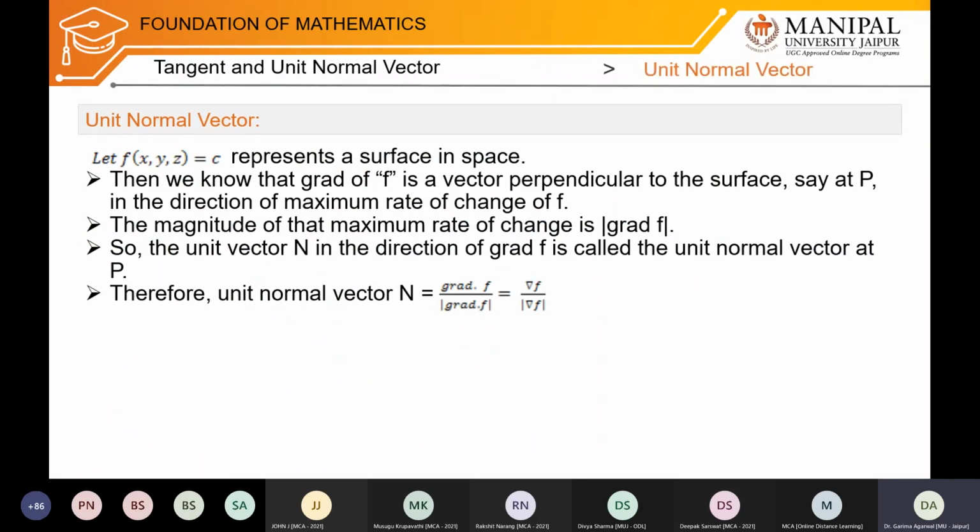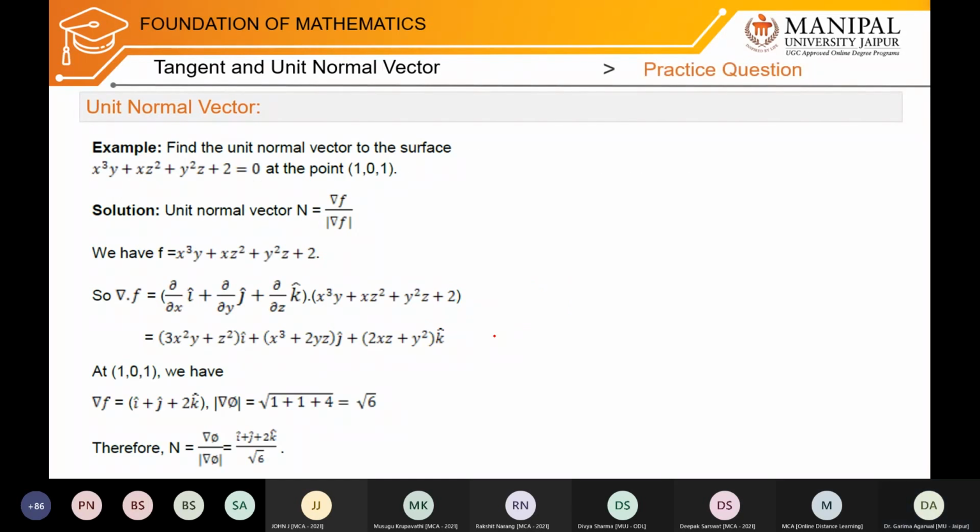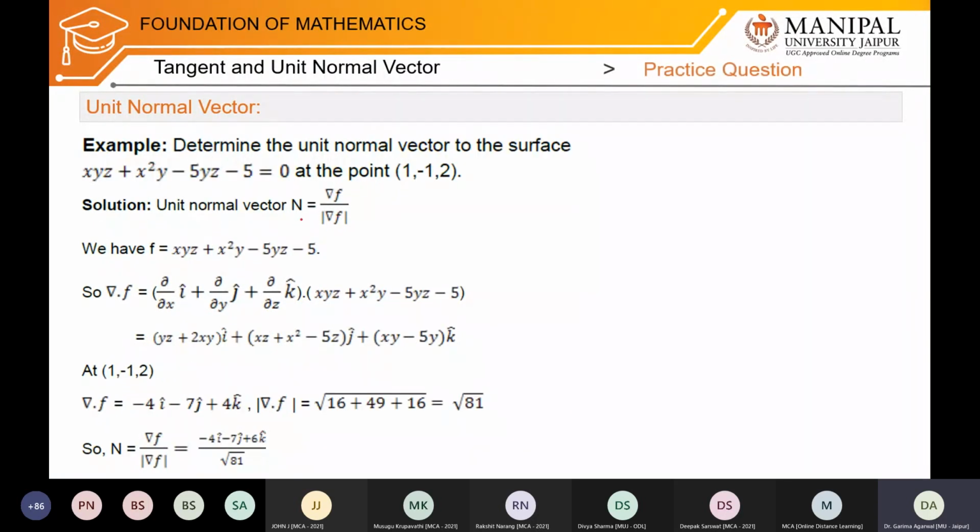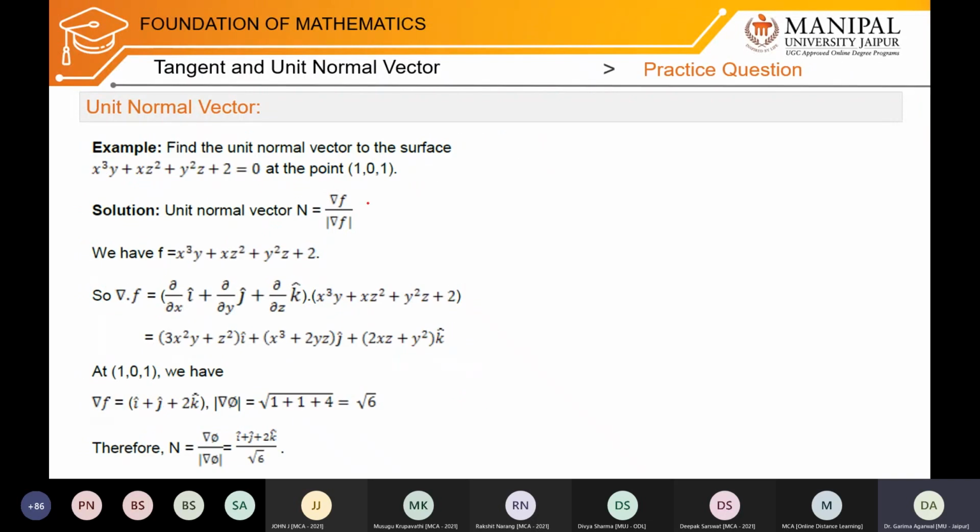Now unit normal vector. What is the unit normal vector? Gradient of f upon magnitude of gradient f. For example, I have this function and I need to find a unit normal vector at point 1, 0, 1. So first I need to find gradient f and its magnitude, and I'll divide both terms and put x, y, z equals 1, 0 and 1. Right?